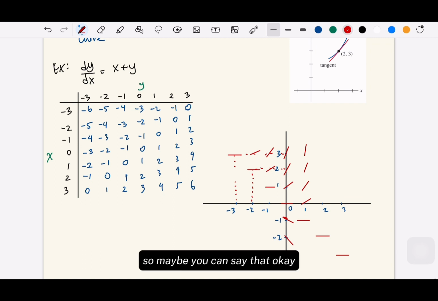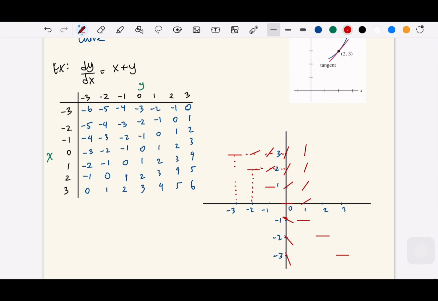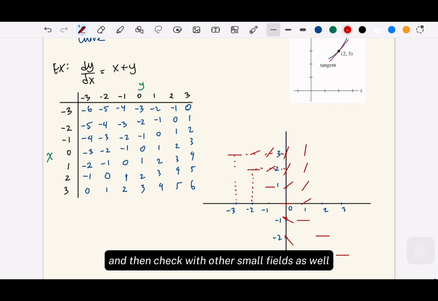So maybe we can have this, and then it depends on our initial value. Maybe if we have initial value 1, 0 maybe here, then perhaps this is the curve. Maybe this is the curve. And then we could check with other slope fields as well.